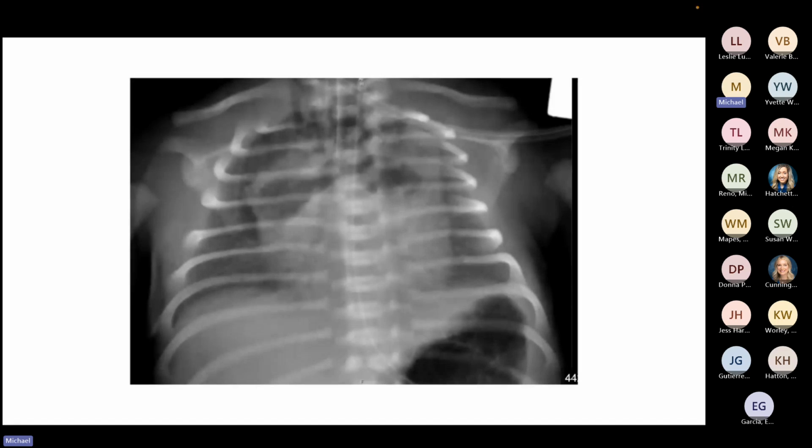And so this is a really nice case of pneumomediastinum. You can see air within the middle section of the chest. This child, in this case, is intubated, but you can see those air pockets in the central chest.